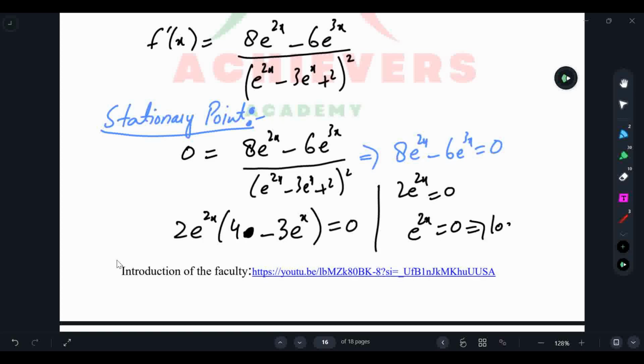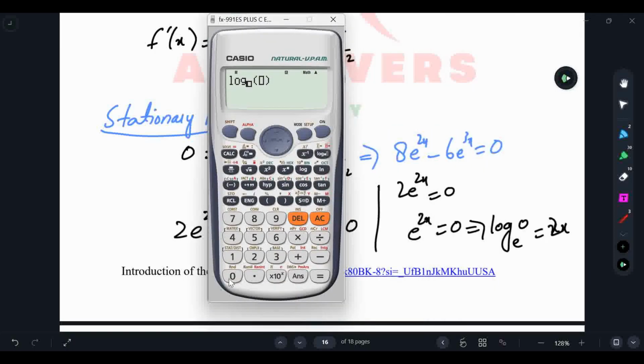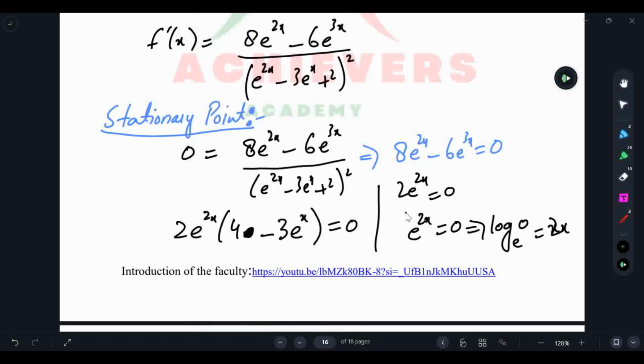We can write it as log of 0, although this will be undefined, but still we can verify it using the calculator. Log of 0 to the base e will be equal to math error. So we cannot go further for this one.